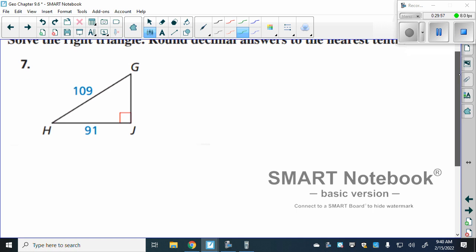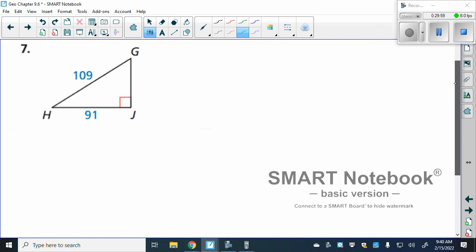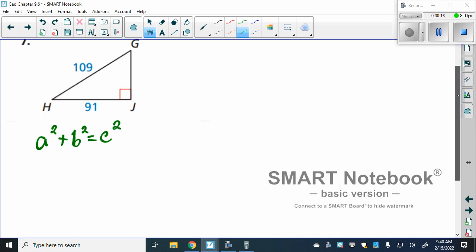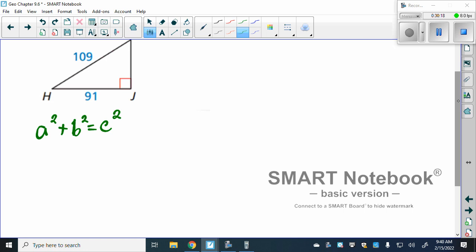So this one here is a little bit different because it did not give us the two sides. It gave us one of the sides and the hypotenuse. So we're still going to use the Pythagorean theorem. A squared plus b squared is equal to c squared. Now this time we can say a is 91, plus b squared is equal to 109 squared.